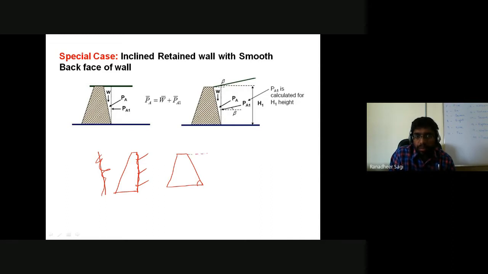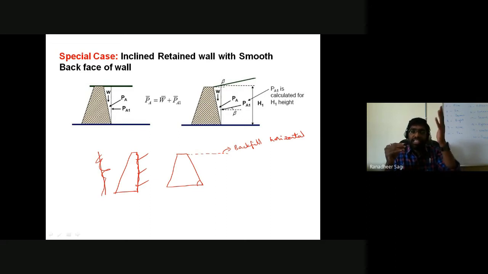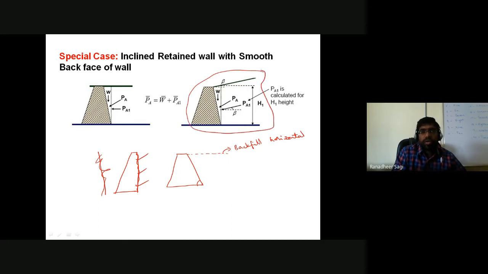Let's say, for example, this is my backfill surface. For now, I'm considering the backfill to be horizontal. Later, I can also take the combination where the backfill is inclined as well as the retaining wall, which is also inclined, which you will come across in this particular case. The inclination of the retaining wall with the horizontal, let me indicate it as alpha. And this is your backfill material here.